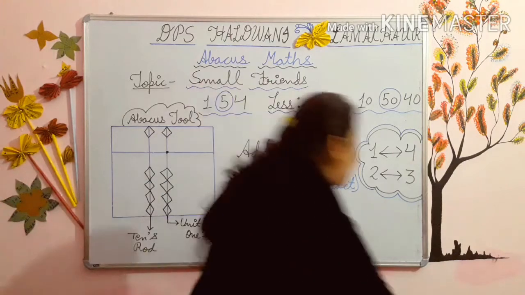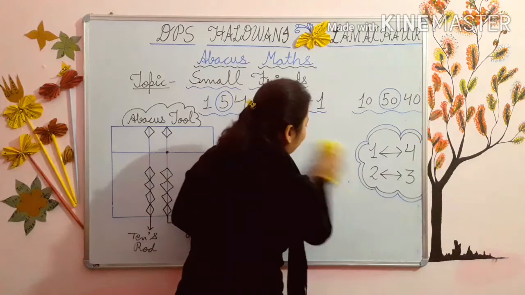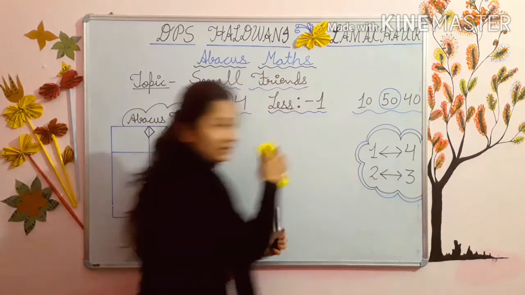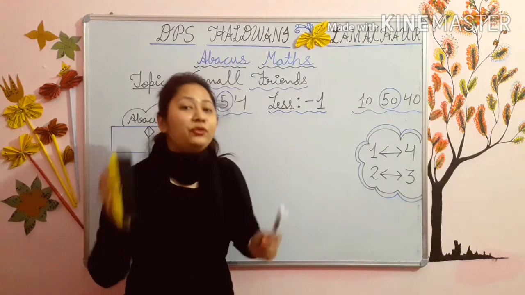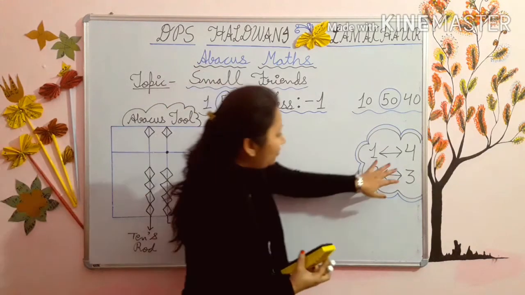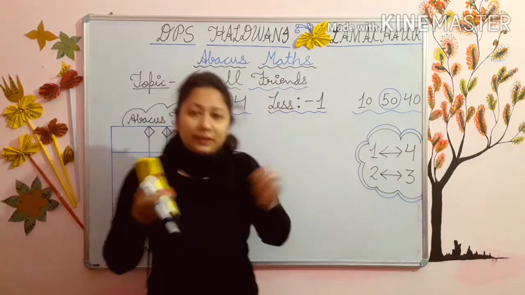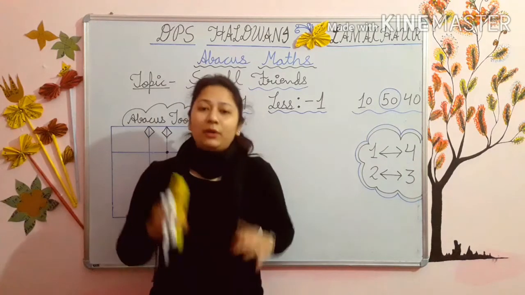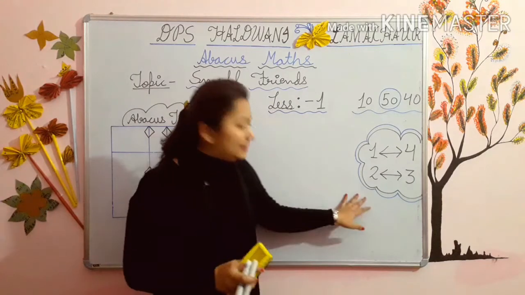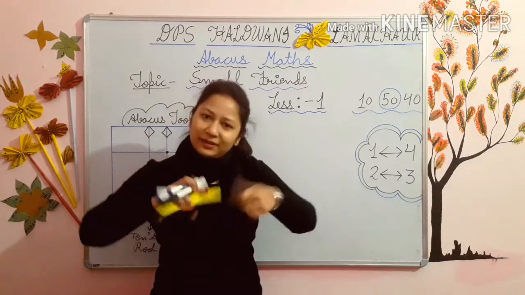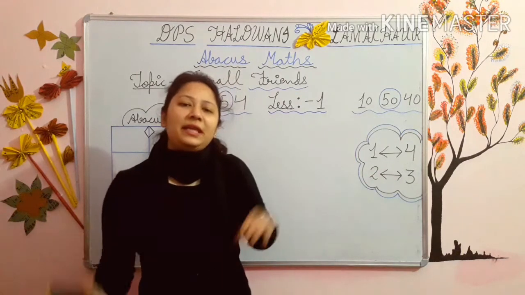So kids, before starting the sums, let's revise the tool and the friends, because the main thing is the friends. Yes, you have to learn these friends. The friend of 1 is 4 and the friend of 4 is 1. Keep this in your mind, because without this you can't do the sums. If you learn this, you can easily do any sum with the tool. So the friend of 2 is 3 and the friend of 3 is 2.